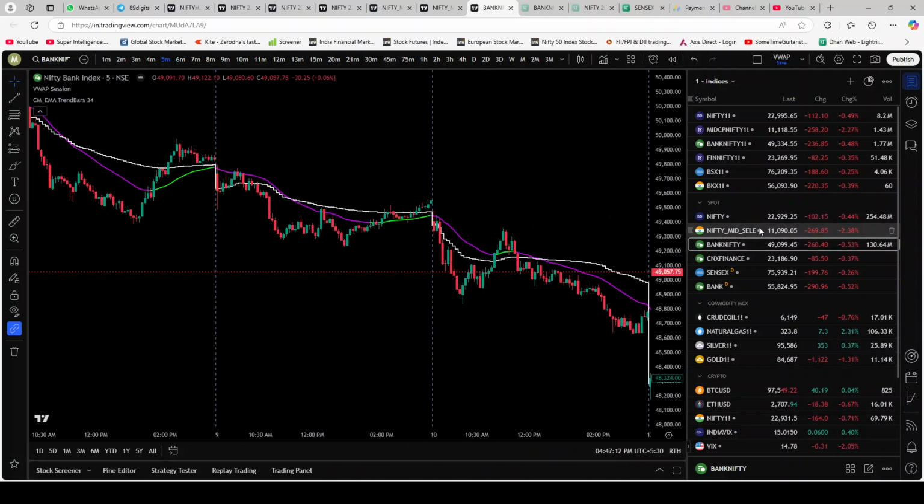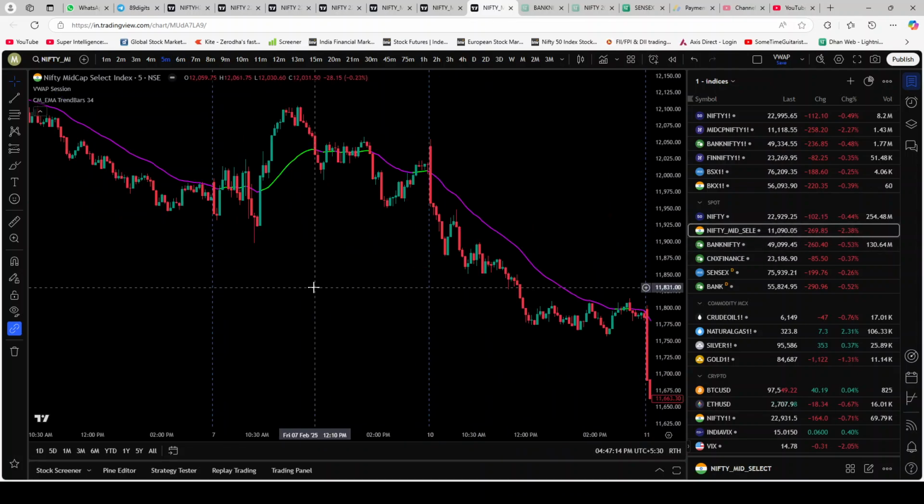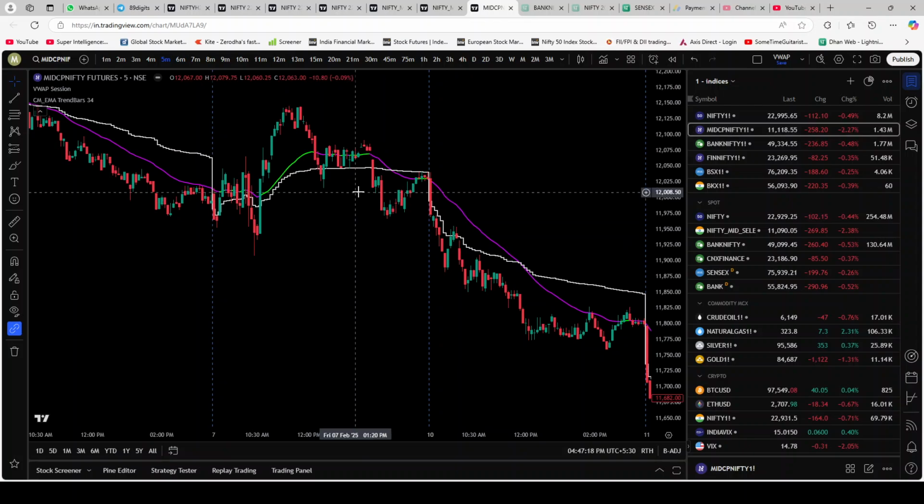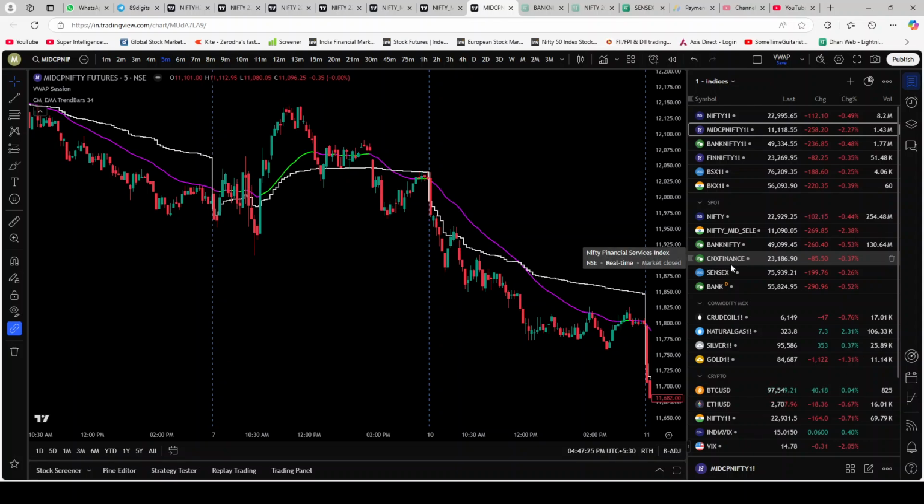Now, if I switch to mid cap, you will find that the VWAP disappears, but it'll work if I switch to mid cap futures. You see the futures, again, the VWAP comes. So for mid cap and Fin Nifty, VWAP will not work on the spot chart. You'll need to be on the futures chart. Nifty and Bank Nifty, it'll work.